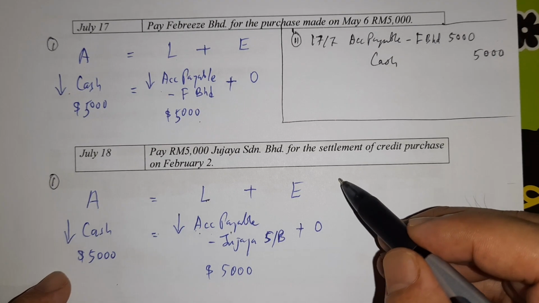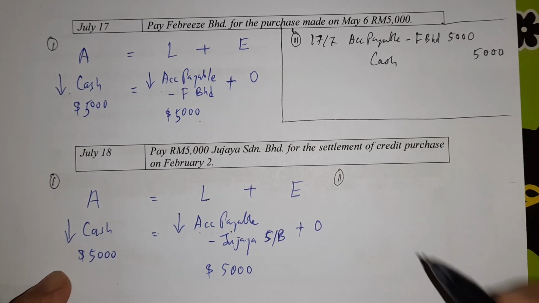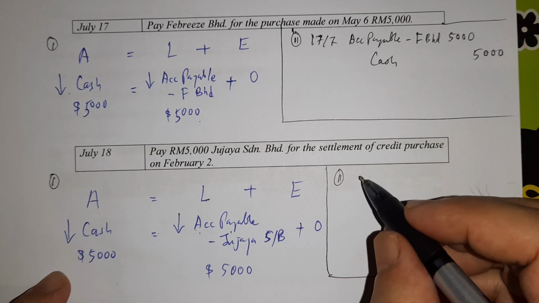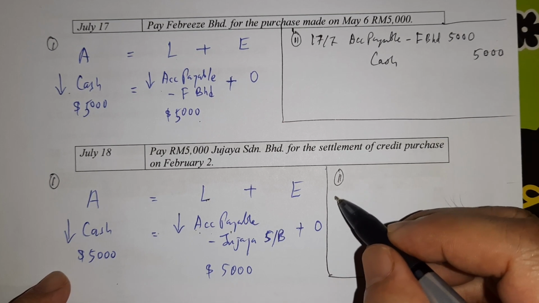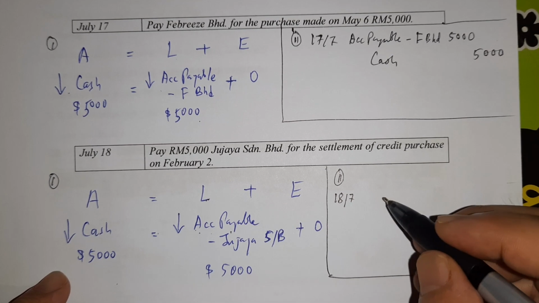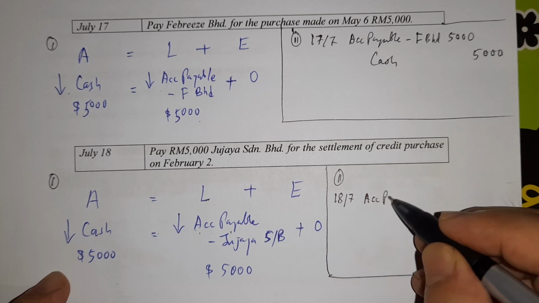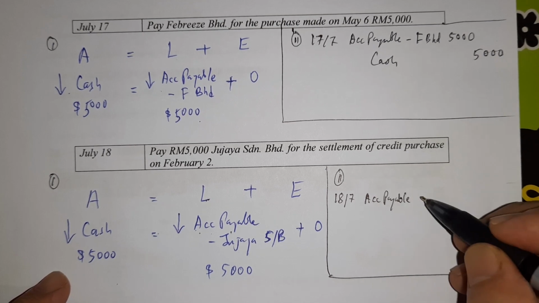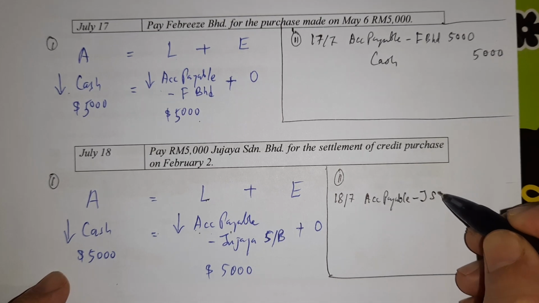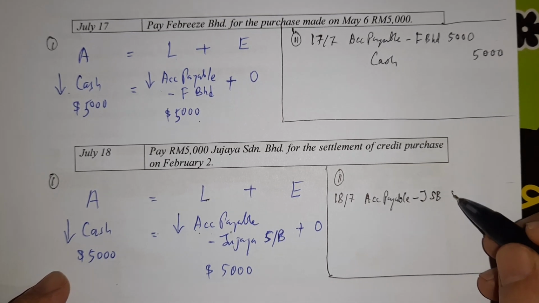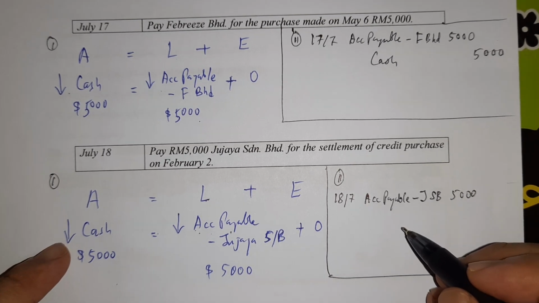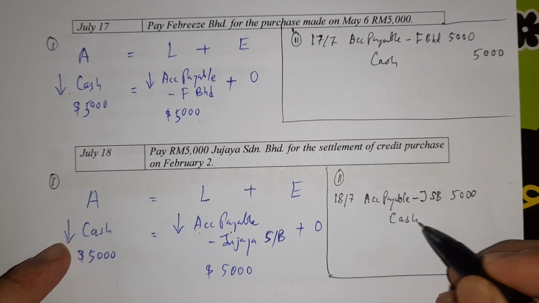So how to do the journal entry? Very straightforward here. You show the date. The date is 18th of July. Liability decrease, you debit. Debit account payable for Juju Jaya Sdn Berhad. The amount is 5,000. And asset decrease, you credit account cash 5,000.